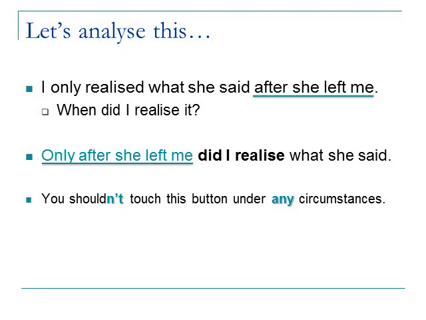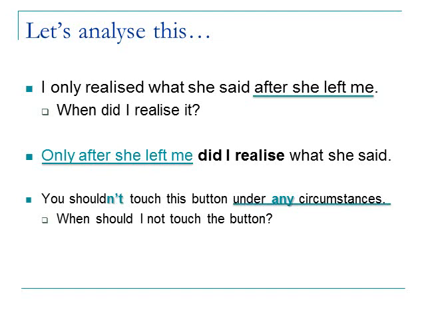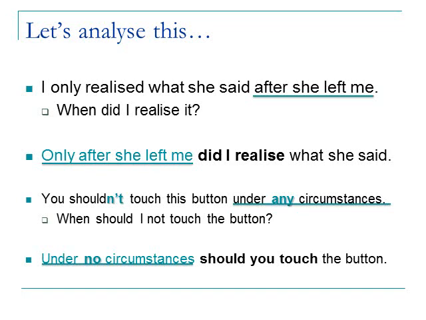You shouldn't touch this button under any circumstances. So we got a negative sentence and therefore we got any there. When should I not touch the button? Under any circumstances. So what I'm going to do is to put the not of shouldn't and the any together in the expression under no circumstances should you touch the button. Does that make any sense?